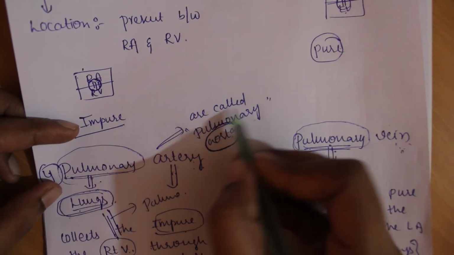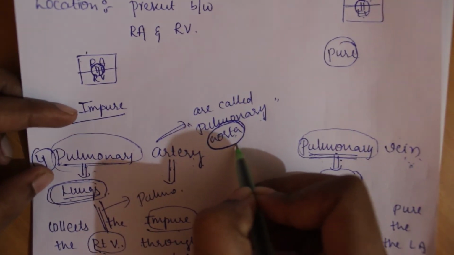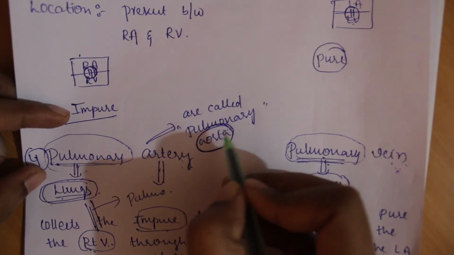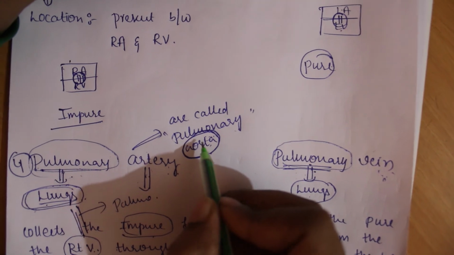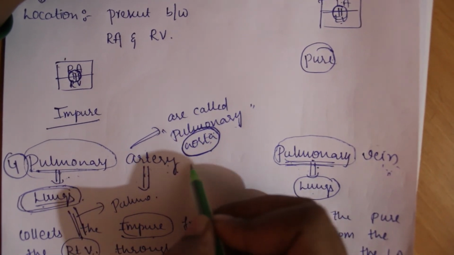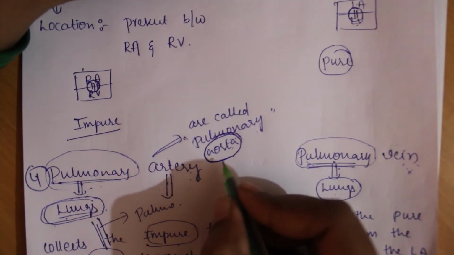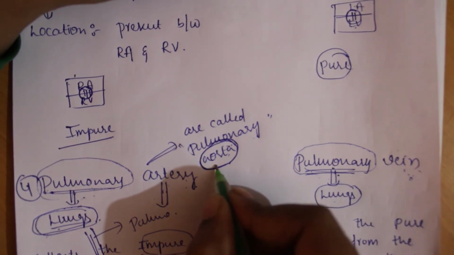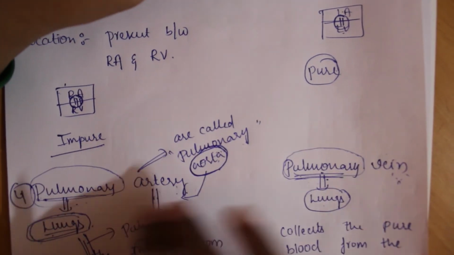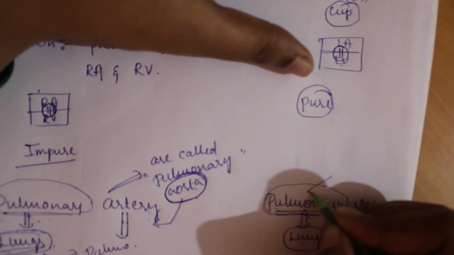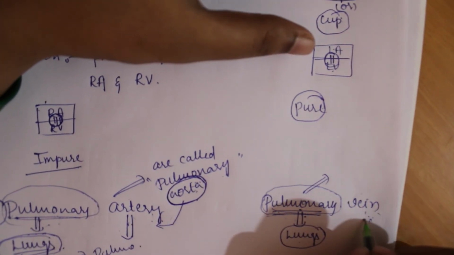The pulmonary artery is also called the pulmonary aorta. It is an alternate name for the pulmonary artery, and it functions the same as the pulmonary artery. Now move on to another one, that is the pulmonary vein.